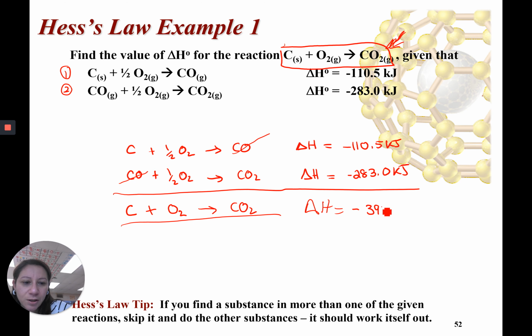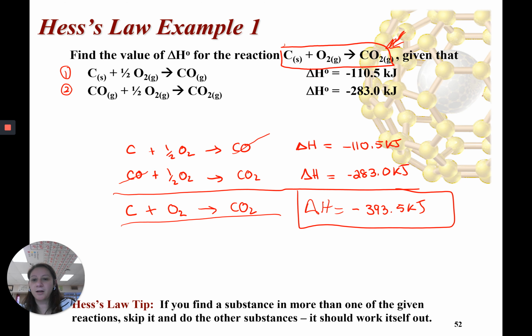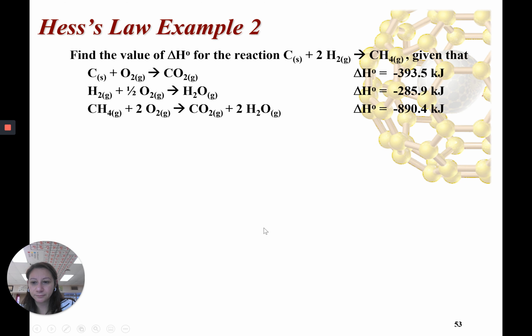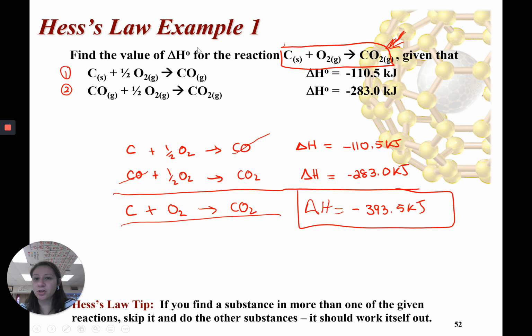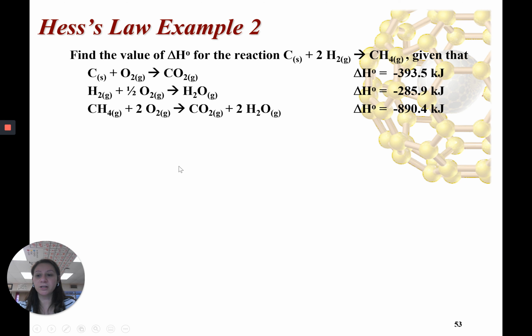So negative 393.5 kilojoules. That is the answer. That is the delta H for the formation of the carbon dioxide here. Now, this was our first example, and so we didn't really have to manipulate any of the equations, we just kind of rewrote them. Let's do one that's a little bit more fun, where we actually have to manipulate some of the equations. So here's the equation we're trying to find.